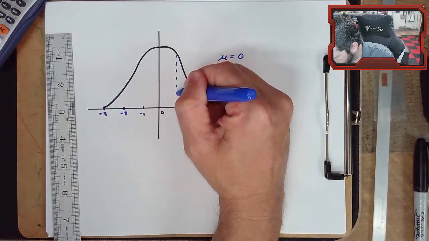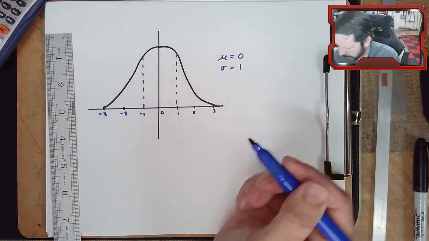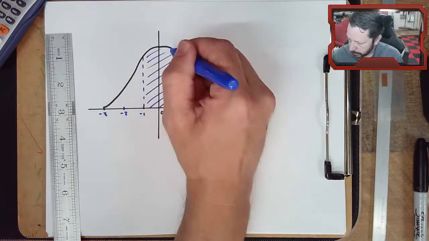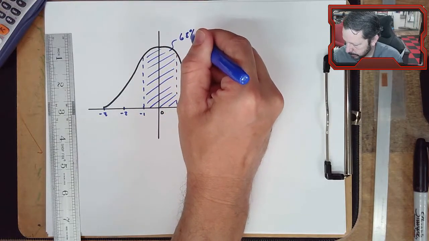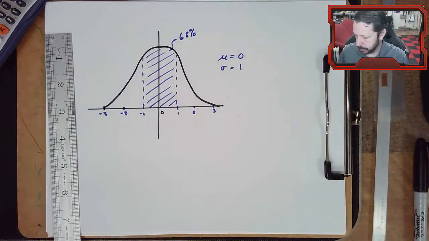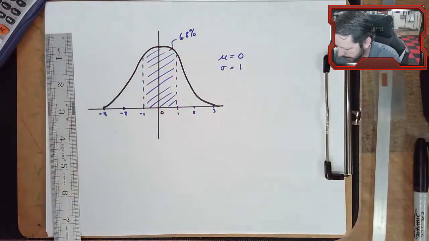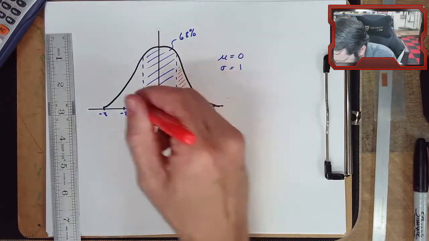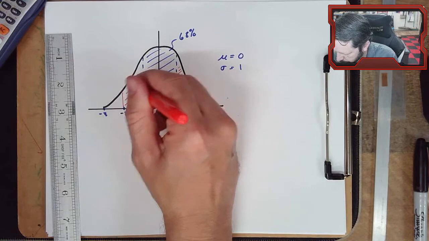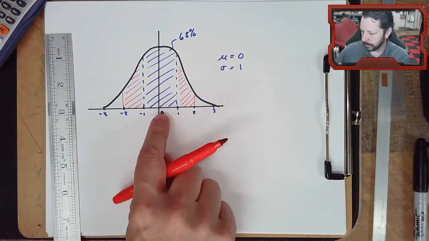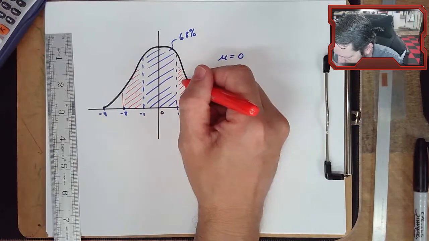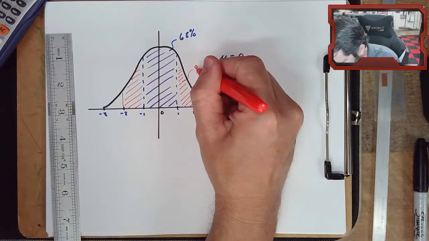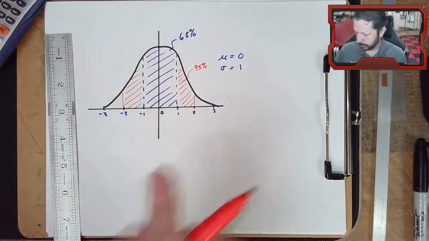This area here that I'm going to shade in blue, that represents 68% of the area. So 68% of the total area. If we add this to this, so I'm going out plus or minus 2 standard deviations from the mean. The red plus blue rather, not just the red, but the red plus the blue, that's going to be 95% of the area under the curve.